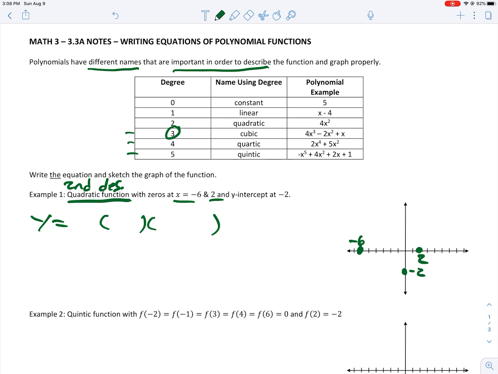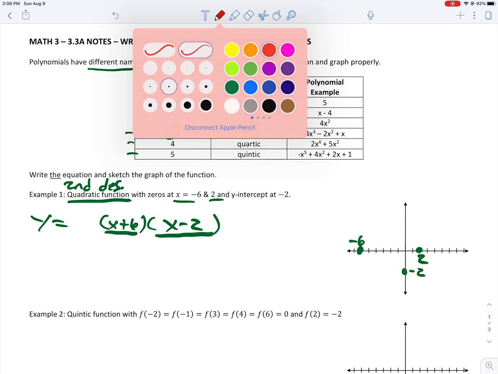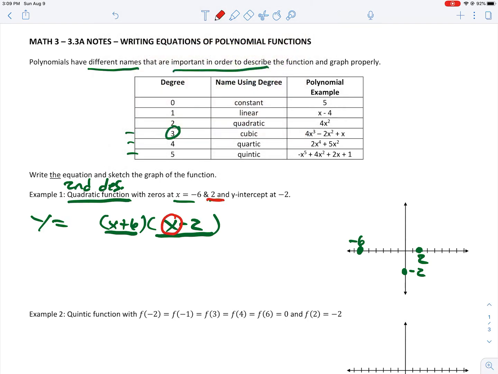So if the zero is negative 6, that's what makes this factor equal to 0. That means the factor would be x plus 6, because if you plugged in negative 6 for x, you'd get 0. If the zero is 2, then the factor would be x minus 2. What do you plug in for x to get 0? You plug in 2.